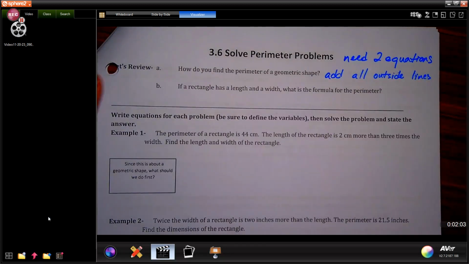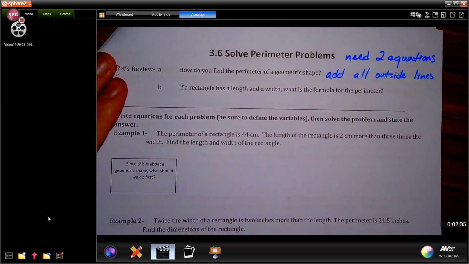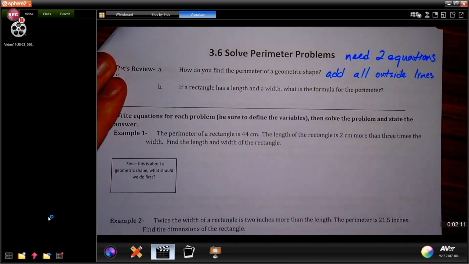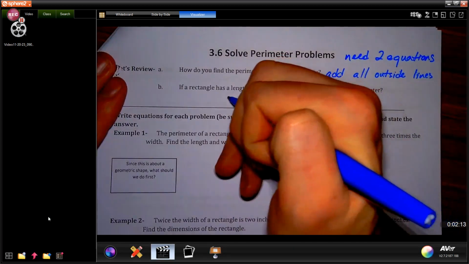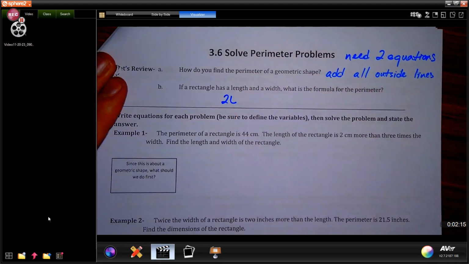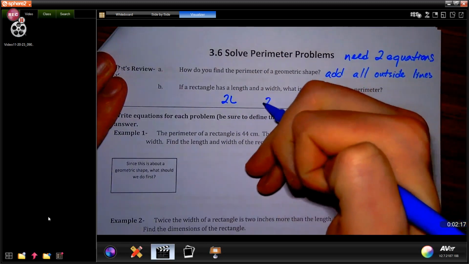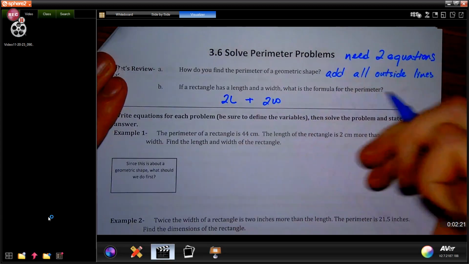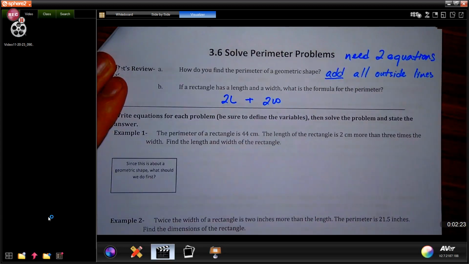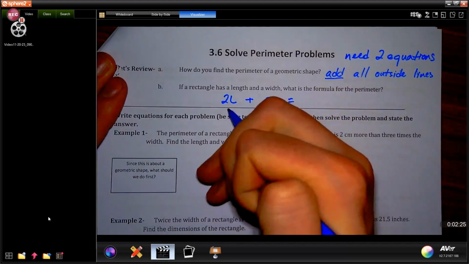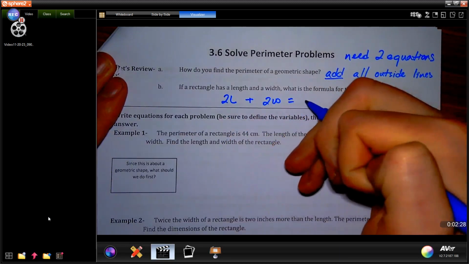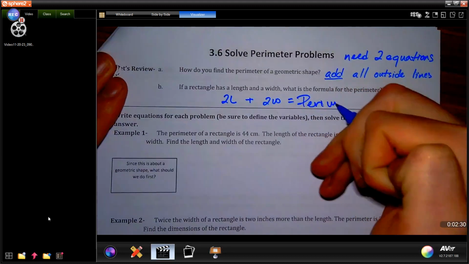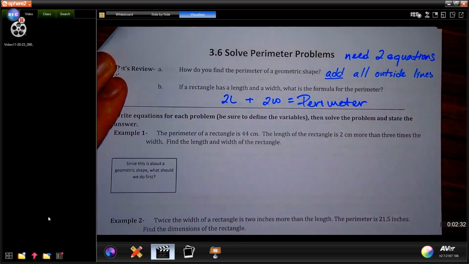So if a rectangle has a length and width, what is the formula for the perimeter? Think about it. How many lengths are there on a rectangle? There are two. And how many widths are there? There are also two. Because we have to add all outside lines, 2 of the lengths plus 2 of the widths should give me the perimeter of my triangle. Or not my triangle, my apologies.